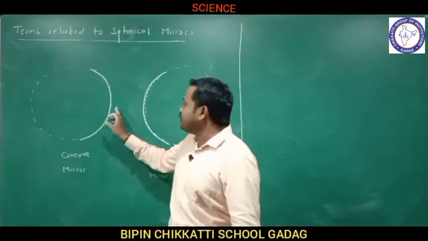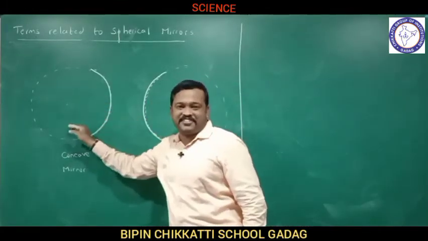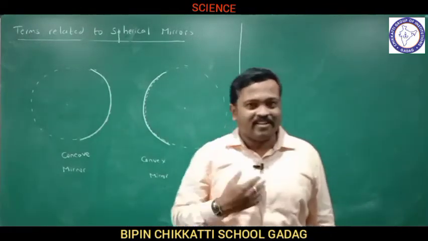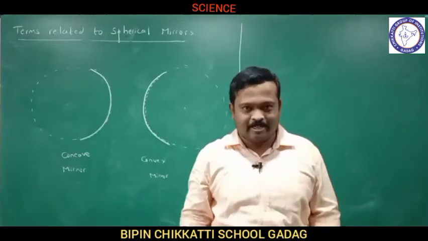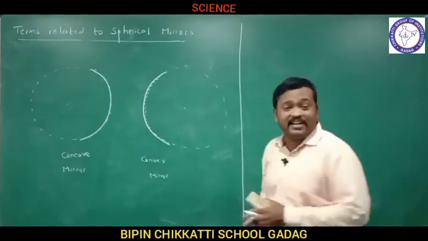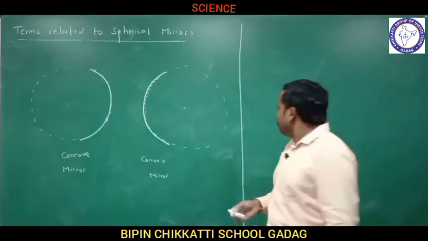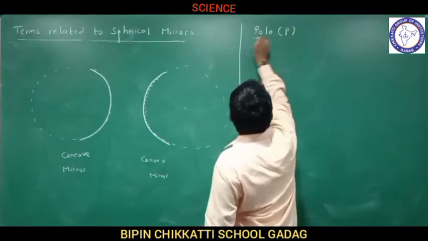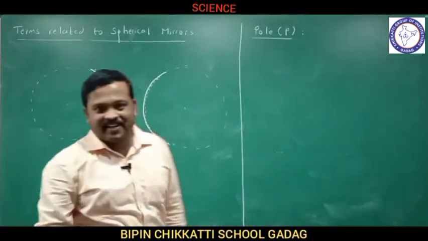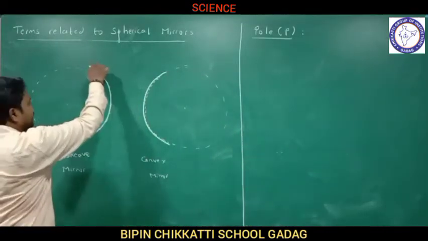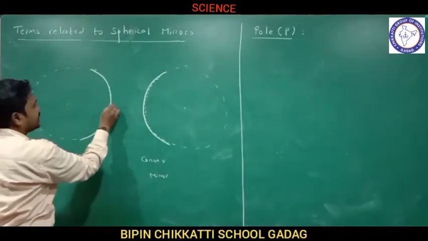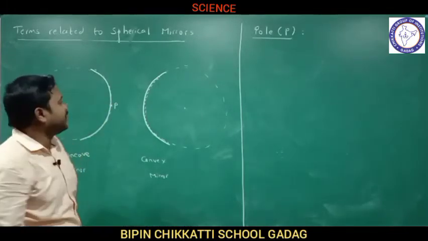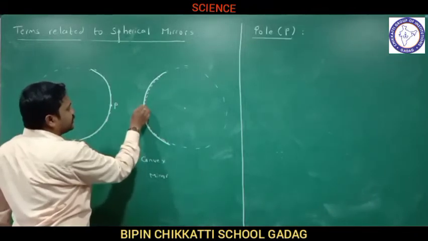What is a spherical mirror? It is a part of a spherical reflecting surface. Now, what are the terms related to these mirrors, right? Whenever I think about a mirror, the first thing that comes to our mind is the pole. So where is the pole? This is the reflecting surface of the mirror. Exactly at the center, this point is called the pole. It is denoted by P, right? And for this convex mirror, yes, here is the pole.